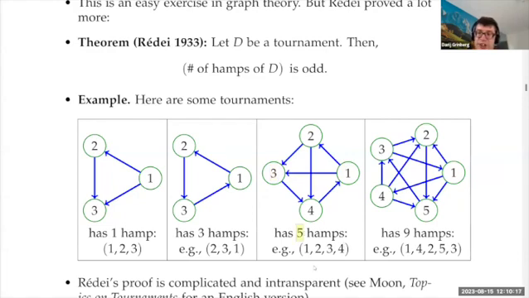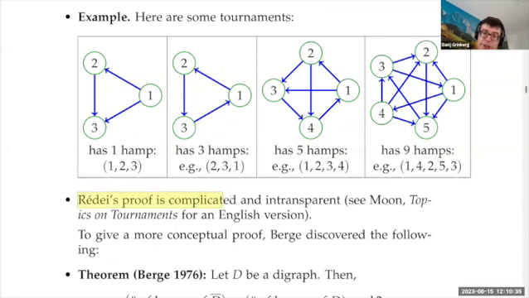At least I had my computer check that there are only 5. Maybe I mistyped something, but I think it's true. And here is one with 9 HAMPs. You can spend a while looking for something with 8 HAMPs or 6 HAMPs. It doesn't happen because of the theorem.